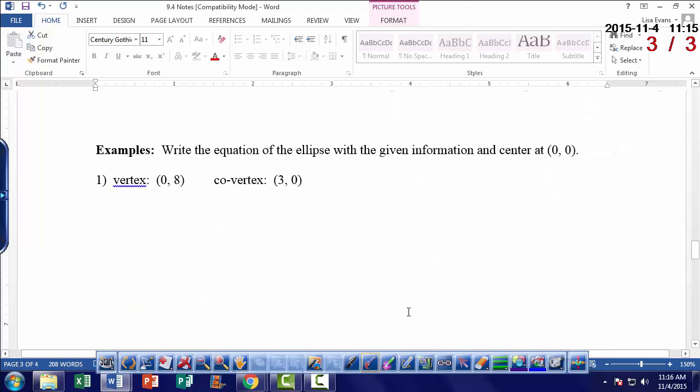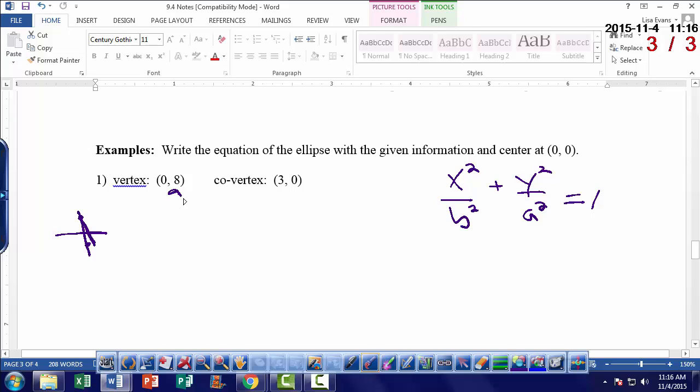Okay, welcome back. The next type of problem is writing equations of the ellipse. This time you have to understand what you need and what you're given. The equation for an ellipse is x squared over a number plus y squared over a number equals 1. Now you need to recognize, do we have a vertical or horizontal ellipse? Well, if the vertex is at (0, 8), that means the other one must be at (0, negative 8). So this is a vertical ellipse, which means my a must be under my y. So I'm going to go ahead and write this.